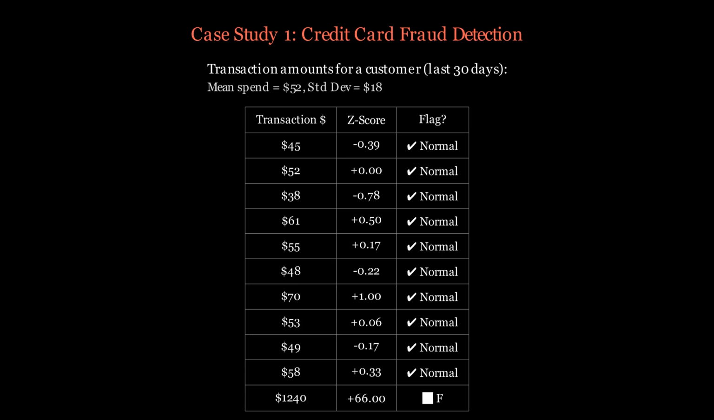$1,240. Z equals 1240 minus 52, divided by 18, equals positive 66. That's 66 standard deviations from this customer's normal behavior. This is an astronomical signal. The probability of this occurring naturally is essentially zero. The fraud detection system immediately blocks the transaction and sends an alert to the cardholder. This is exactly how modern credit card fraud systems use Z-scores in real time.